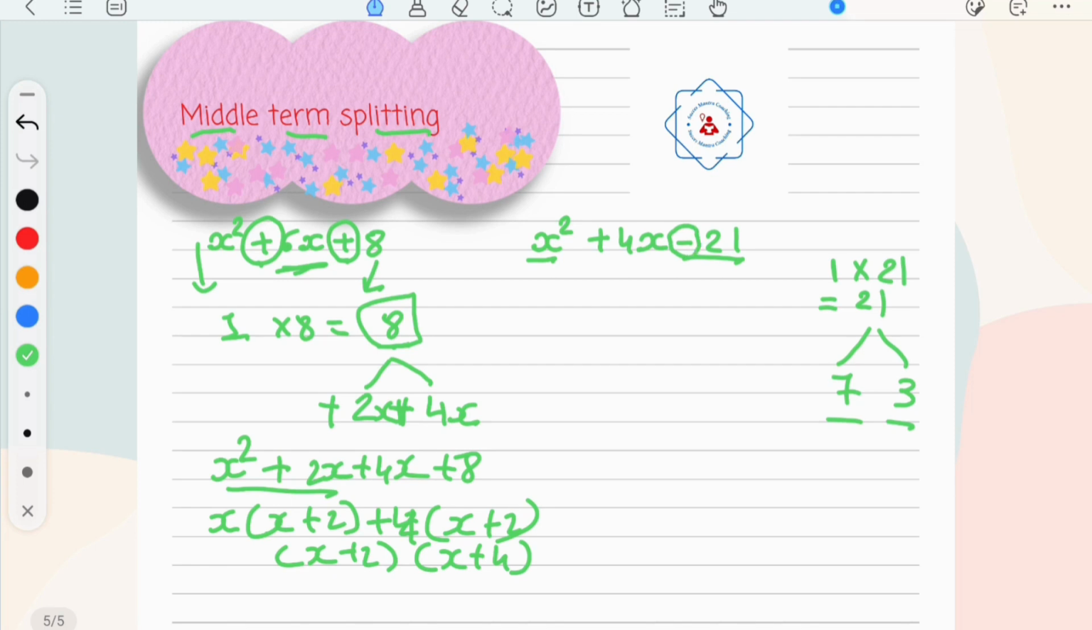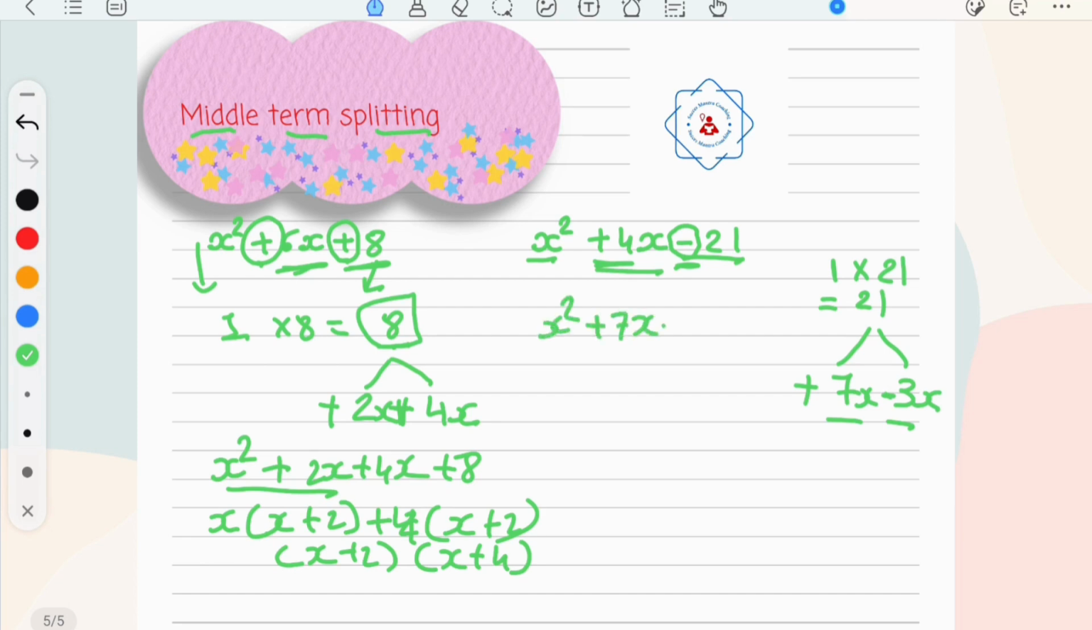Now whatever the sign of the middle term is, here we have 4x, that is addition. So the middle term sign is plus, and we give this sign to the bigger factor, that is plus 7, and then we have to do the subtraction. So plus is the first term, then we give minus to the second term. So we have the two factors plus 7x minus 3x.